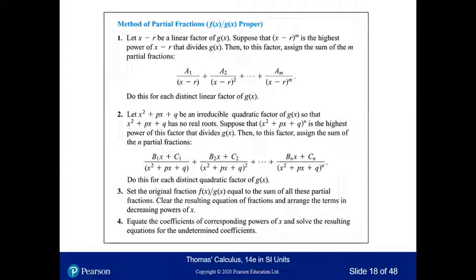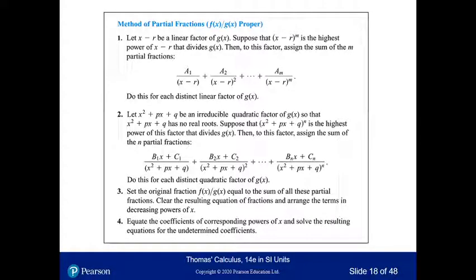The rule says let's take the g which is in the denominator of the rational function; f over g is our rational function. Consider the denominator g. Let's take a linear factor from it, x minus r, and let's say x minus r has a power m. Let's say m is the highest power.